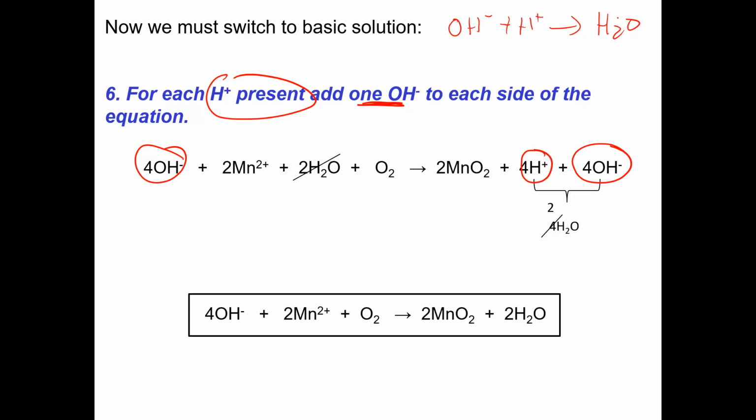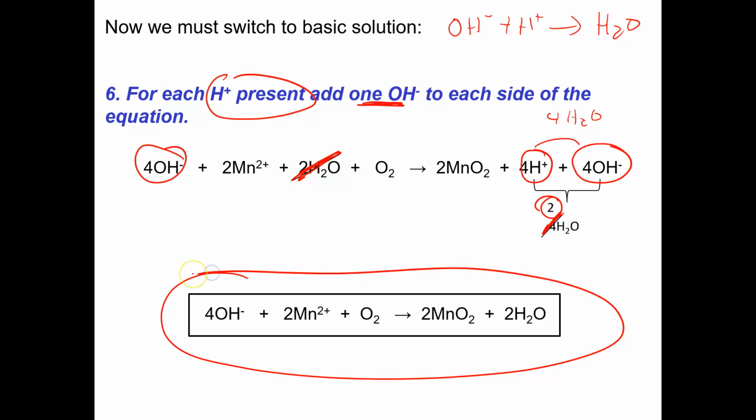So we're going to go ahead and do that. We're going to combine these guys together to make 4 waters. Okay? But then hopefully you can see that 2 of those waters are going to cancel out, leaving only 2 remaining on the product side. So my overall balanced equation looks like what I got in the box here.